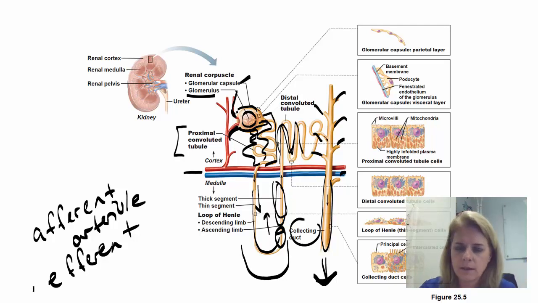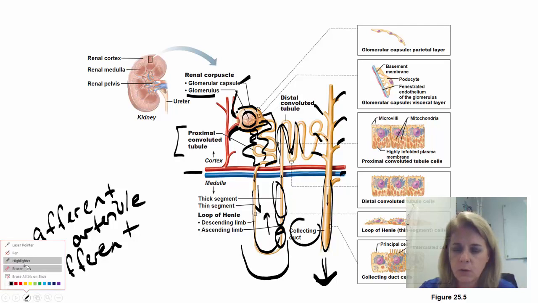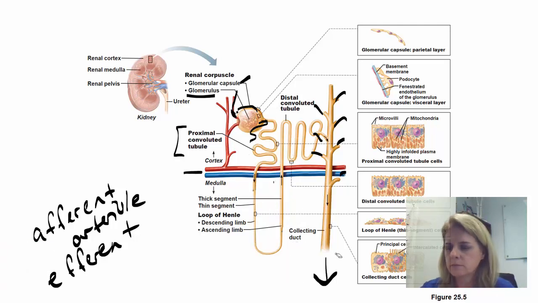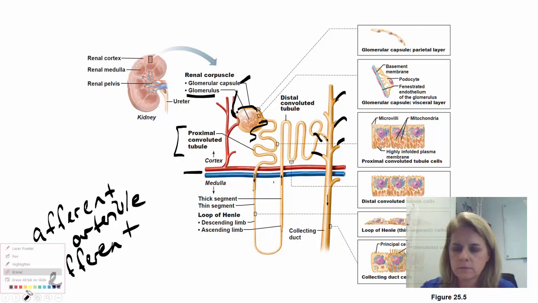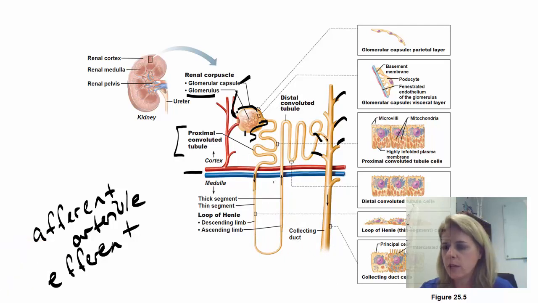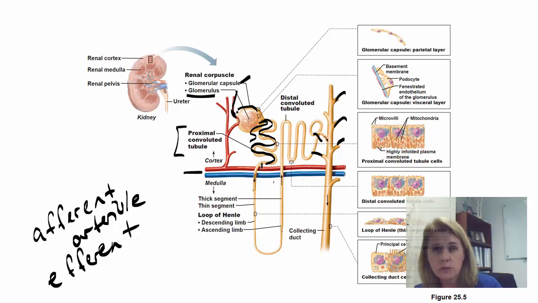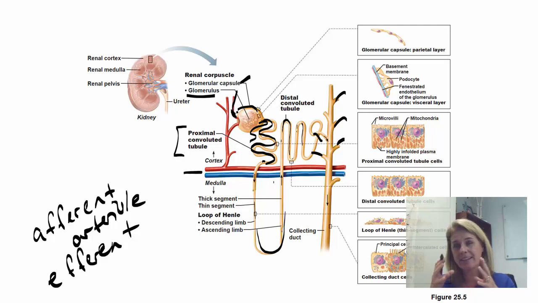Let me do my eraser again. So remember, urine flow is going to be how it flows through here. So as the urine is closest to the glomerulus, that's the proximal convoluted tubule, and as it travels and becomes further away from the glomerulus in distance as far as inside the tube, that's called the distal convoluted tubule. I hope that made sense.